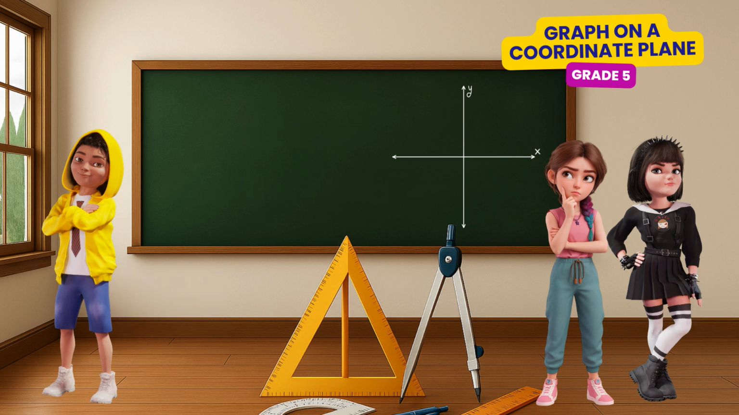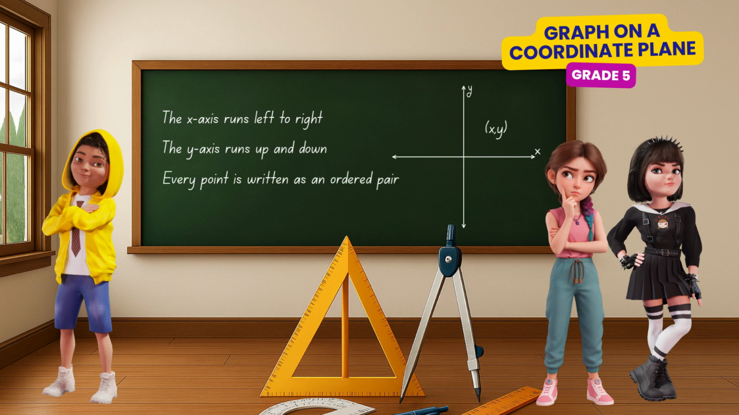Here's what you need to know. The first number, x-axis, tells how far to move left or right. The second number, y-axis, tells you how far to move up or down. Every point is written as an ordered pair. Always move on x first, then y.